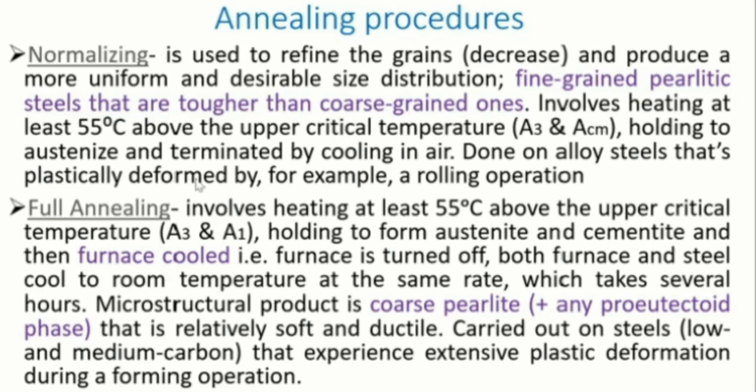So the difference between normalizing and full annealing is that in full annealing, the cooling is done in the furnace. And this is usually carried out on what? On low and medium carbon steels that have experienced extensive plastic deformation. So, as I said earlier, when there's plastic deformation, internal stresses are generated. And the first one is carried out on what type of rolled steel? On alloy steel that's plastically deformed, for example, by rolling operation. So this one is medium carbon, while this one is alloy steels.